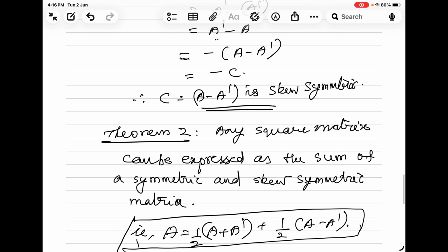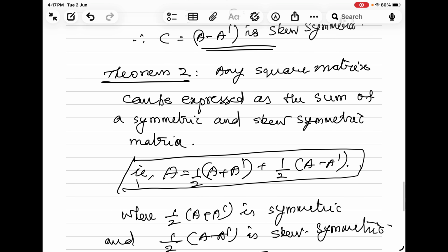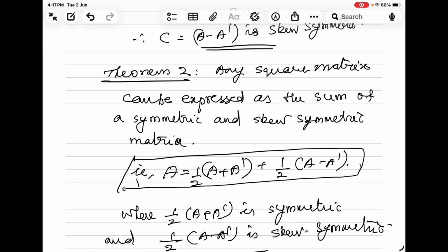Then, theorem 2 is, any square matrix can be expressed as the sum of a symmetric and skew symmetric matrix. So this is an important question. Write the given matrix as the sum of symmetric and skew symmetric matrix. We can do the problem in next video. Any square matrix can be expressed as the sum of a symmetric and skew symmetric matrix.